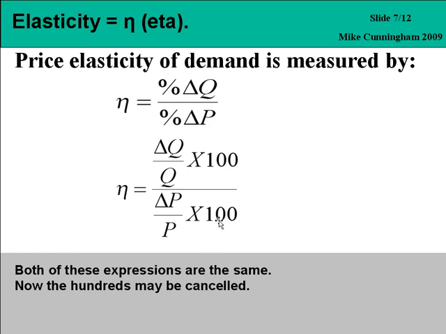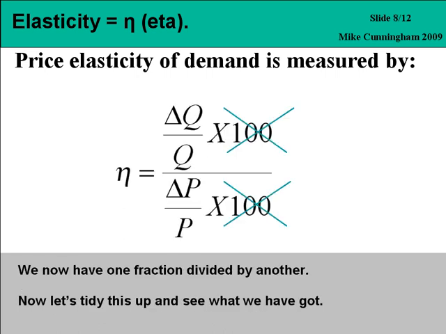I haven't done anything really. I've just told you how to work out a percentage, which is what you did when you were in primary school, I guess. So we have the change in quantity divided by quantity. That fraction multiplied by 100 gives us the percentage. And this one down here gives us this percentage. So we've still got just two percentages. One percentage divided by another. However, we can tidy this up a little. We can get rid of the hundreds for a start.